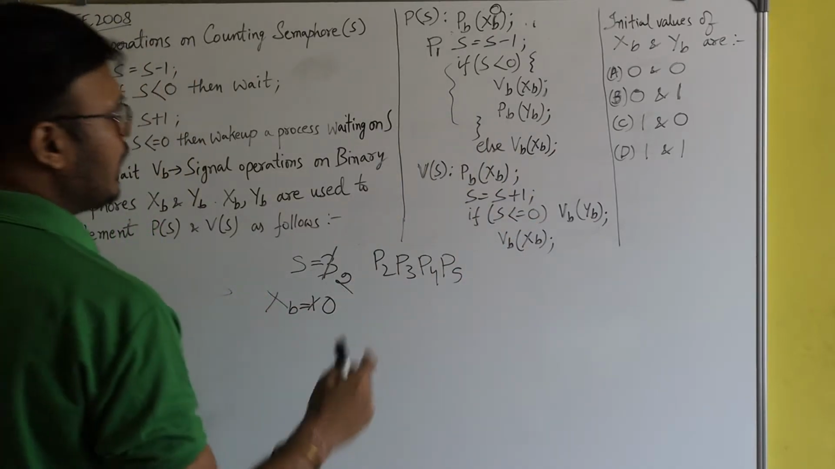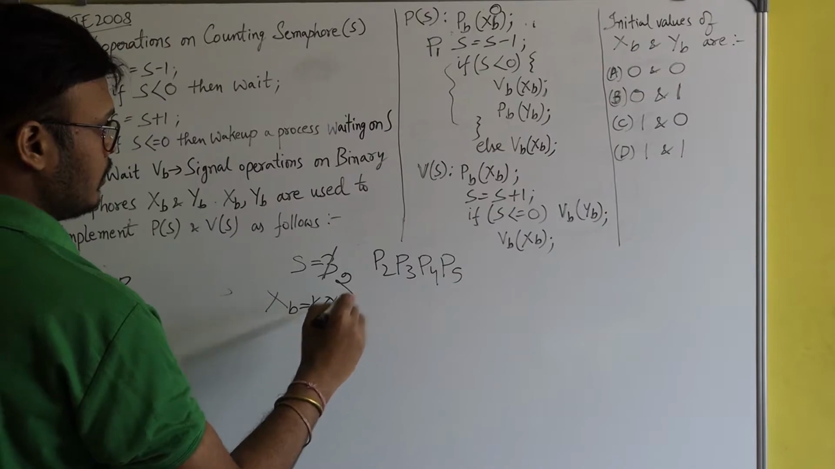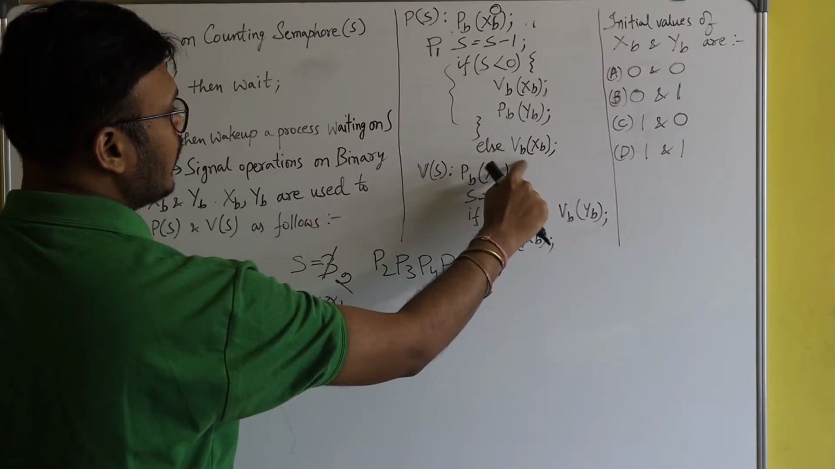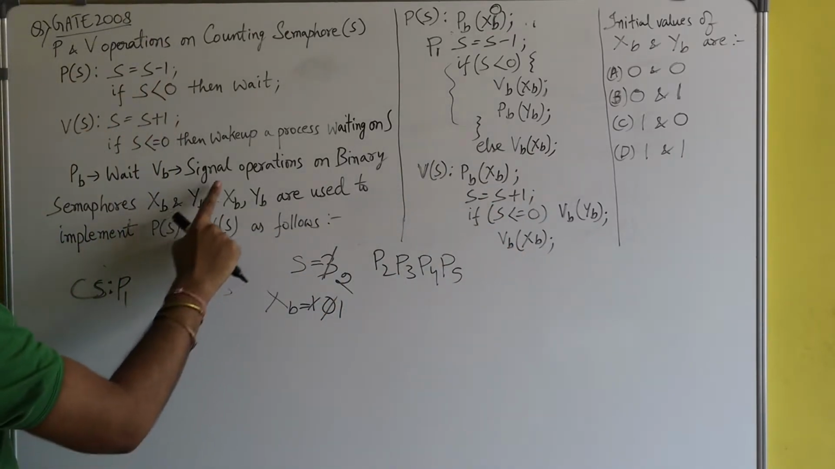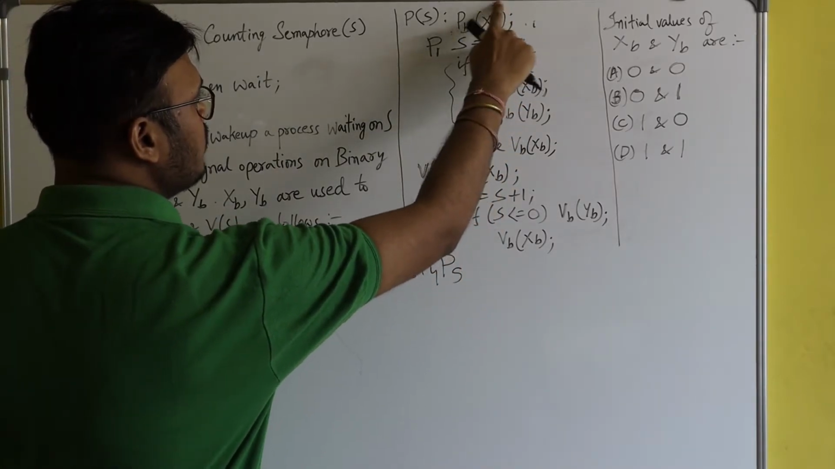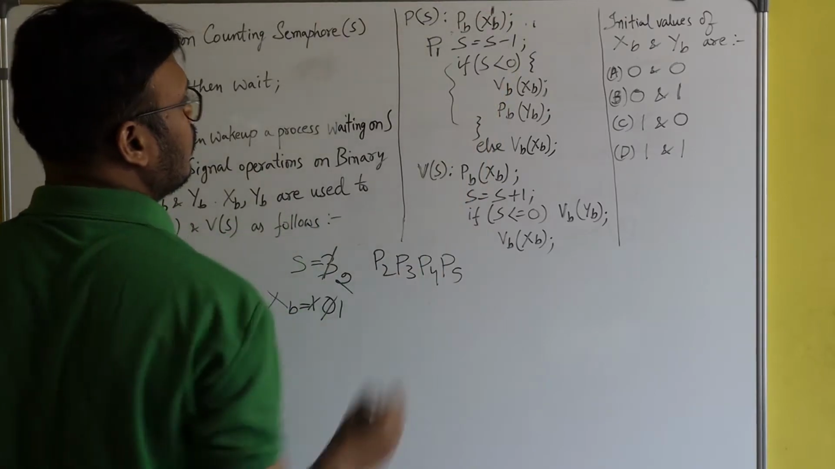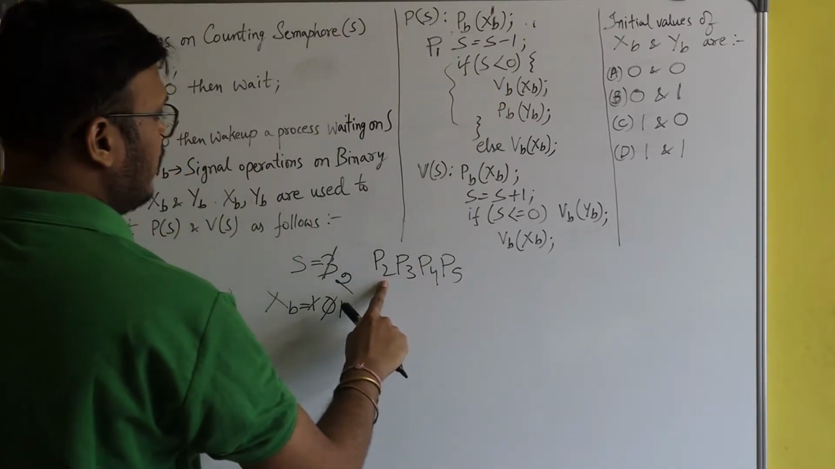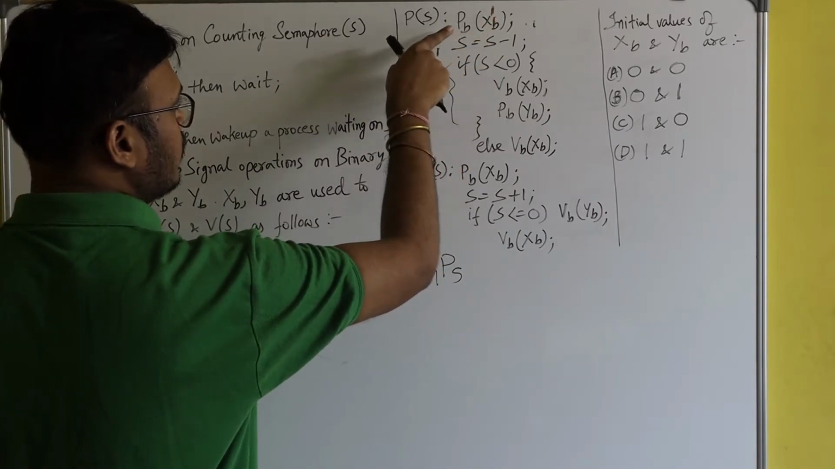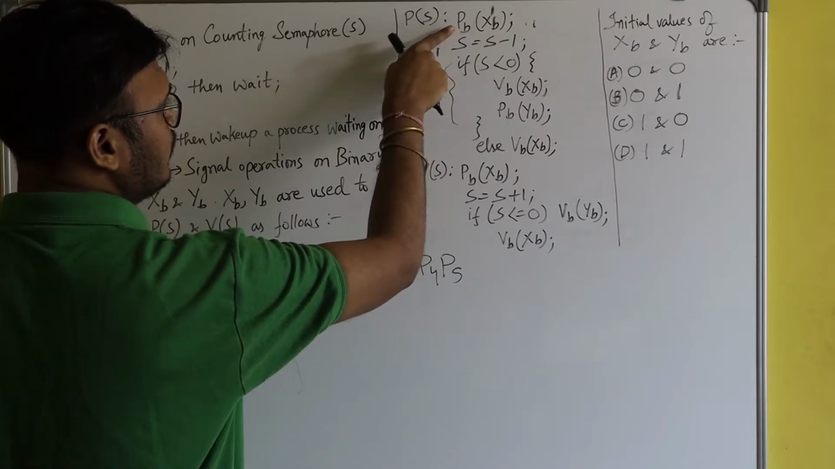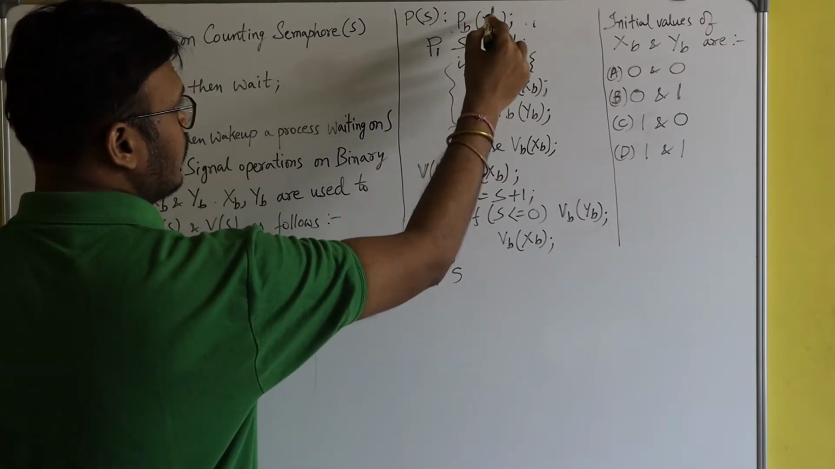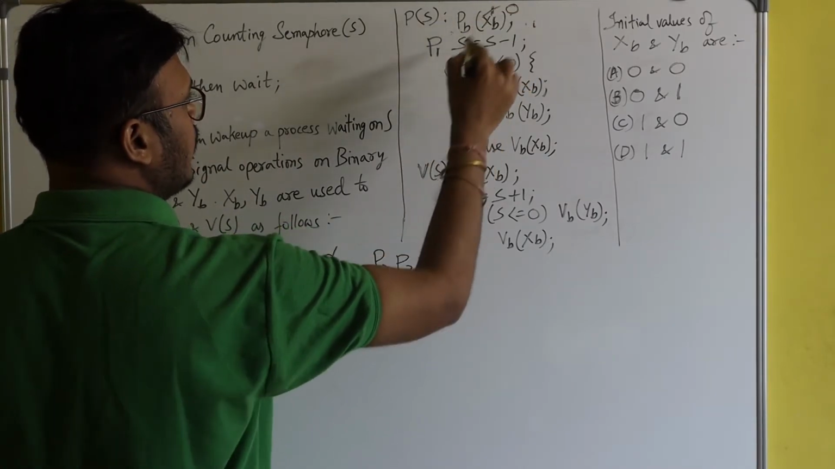So now xb will again become 1, because here we are giving a signal to xb using V. V is a signal operation on the binary semaphore. So now the xb value has again become 1. Now P2 will try. P2 will execute this code, and P2 will get success. It will make the value of xb 0, and now P2 will come here.